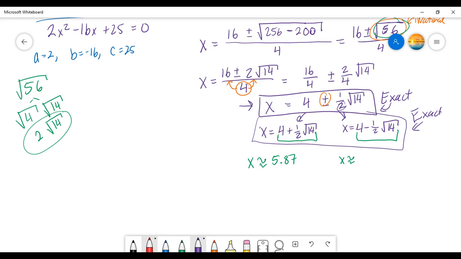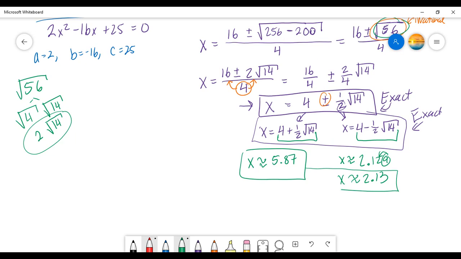Make sure you know how to plug that into your calculator. And we would get that x is approximately 2.129. Well, this 9 rounds the 2 to a 3. So x is approximately 2.13. So these are the approximate solutions.